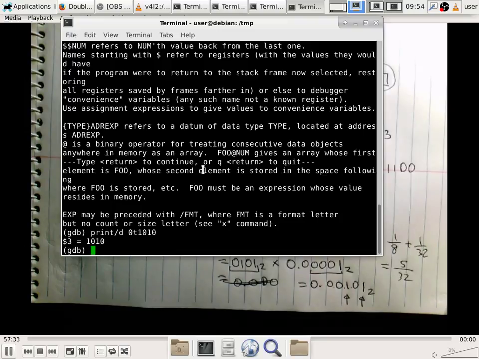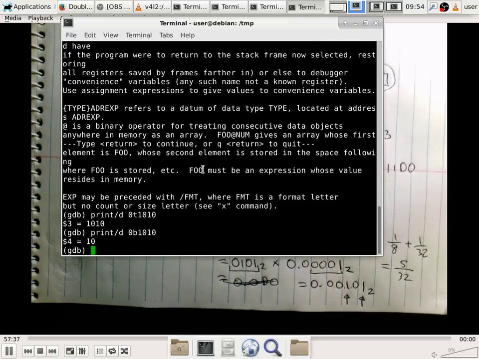I know we can do binary. I just cannot remember the prefix to do binary. There we go. /b is the prefix. That makes sense. So what is p? Cannot remember. Okay, so 0b is binary.